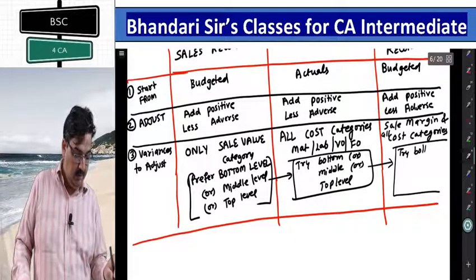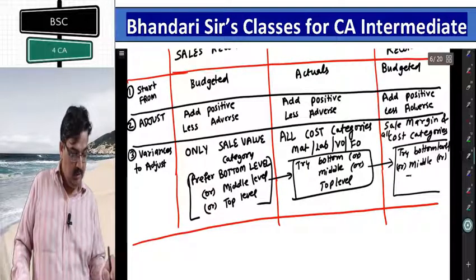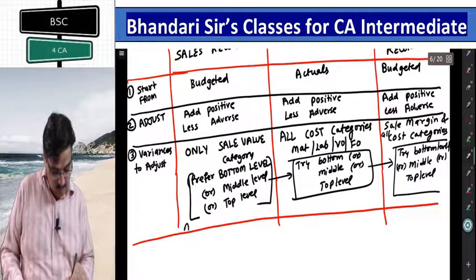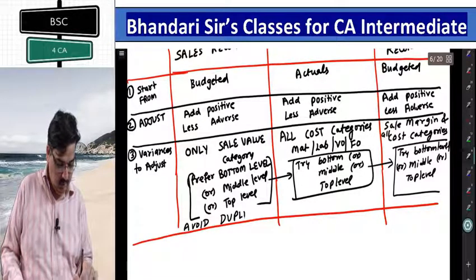Try bottom level. Not possible. Middle level. Not possible. Then top level. You can write in all, avoid duplicacies.